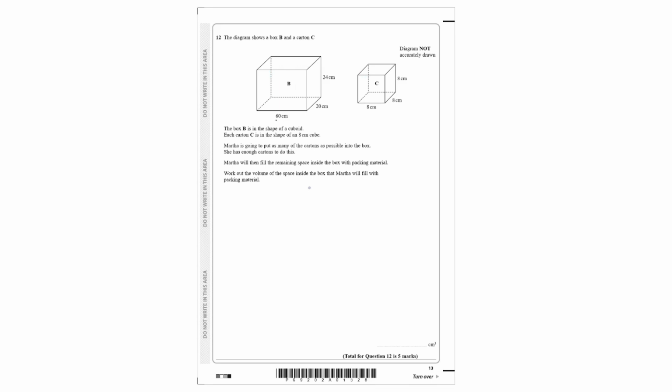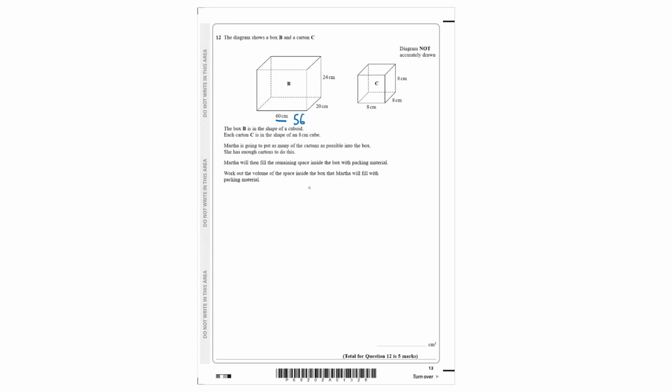Firstly, we can see here that the length is 60 and the length for the carton is 8. We know that 60 is not a multiple of 8, but the closest one is 56. 56 is 8 times 7. Now, that means that we can fit 7 boxes like this. But there will be a space left over, and that's okay.